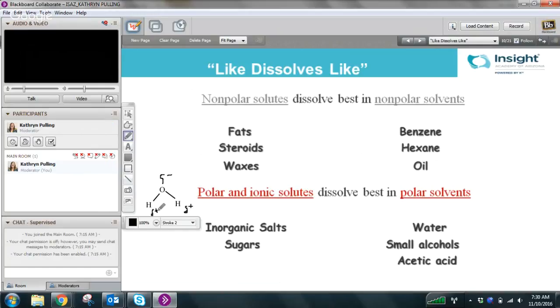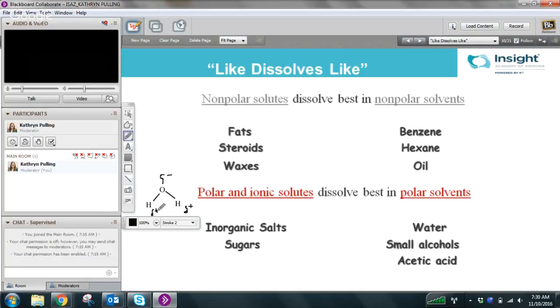So polar solvents, like water, are going to dissolve things that have charges on them, that have either full charges, like an ionic compound, or partial charges, like other polar molecules, really well, because the charges will interact with each other. Right? The positive end of the water will be attracted to the negative end of a polar molecule, and they'll interact really well.